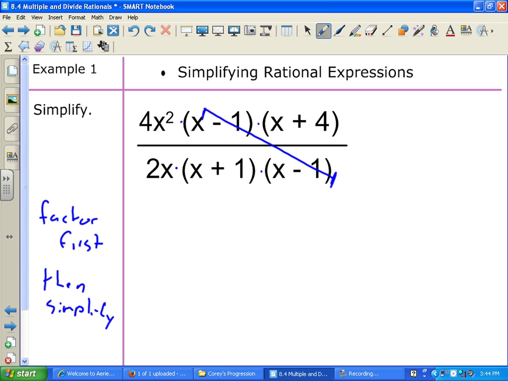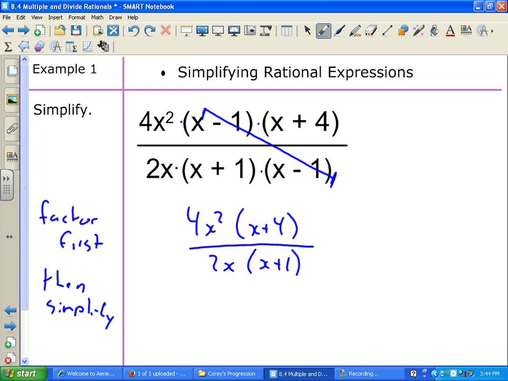I do not have any other common factors yet. x plus 4 and x plus 1, I cannot simplify. So my expression now reads 4x squared times x plus 4 over 2x times x plus 1. And again, you can see x plus 4 over x plus 1 does not reduce.